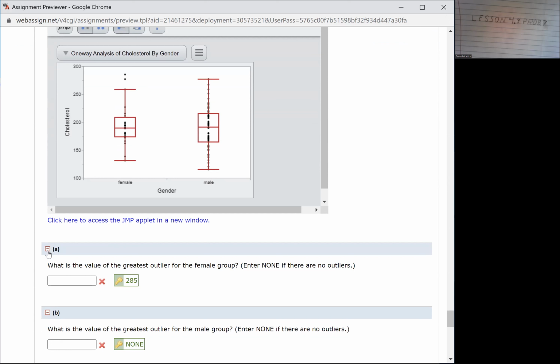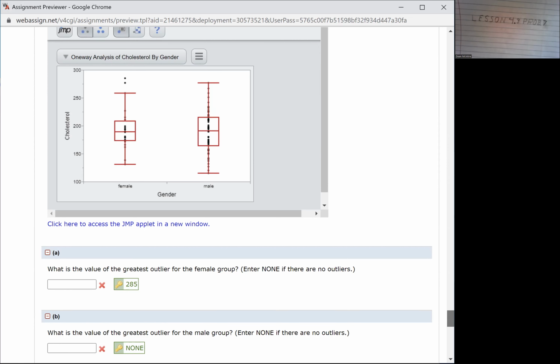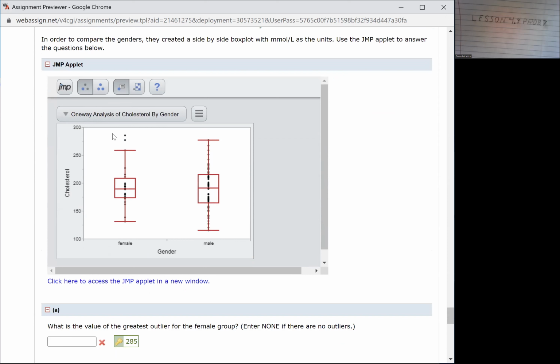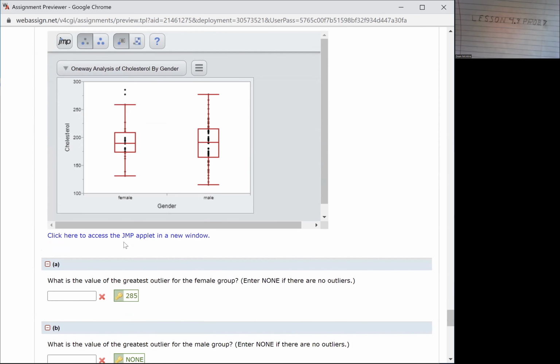What is the greatest outlier for the female group? Well, we'll go up here to the box plot. And the greatest outlier is this in here. And if we click on it, it's 285. See it? Cholesterol 285. So the answer is 285.